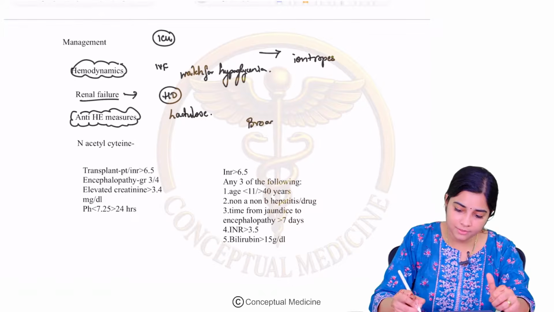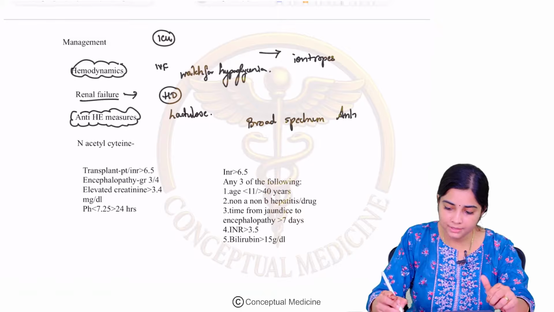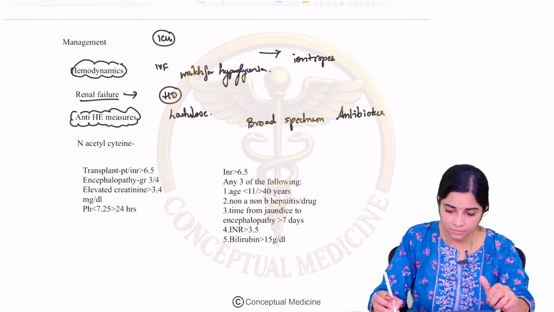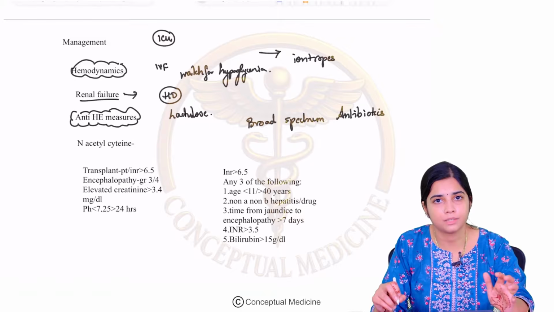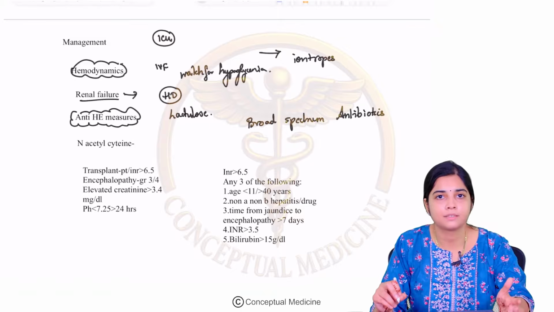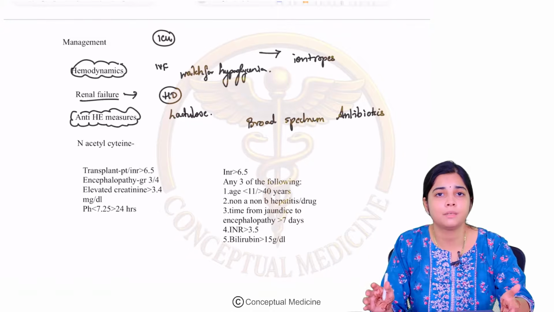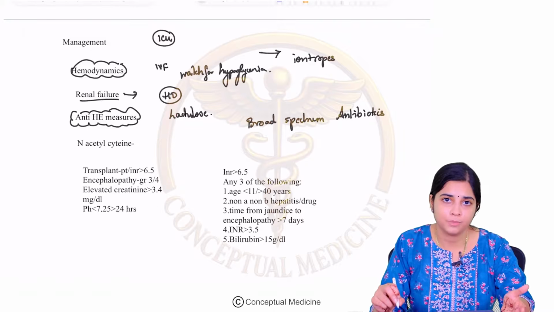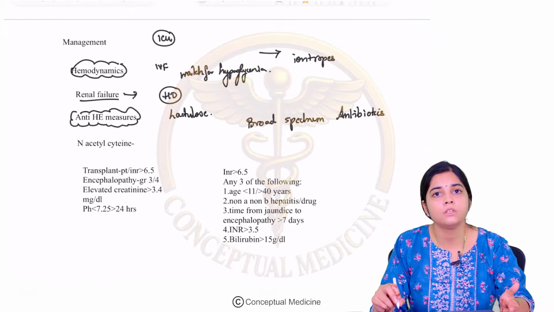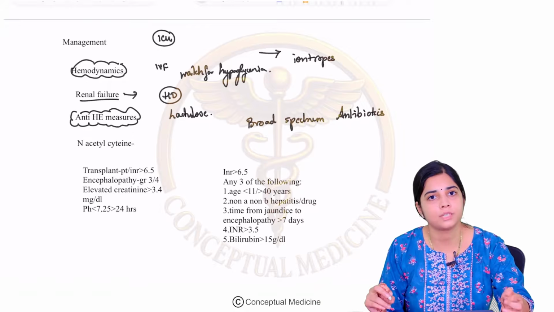Apart from that, you have to start them on broad spectrum antibiotics, because they are prone to sepsis. Apart from that, they may also have certain bleeding complications. They may have severe thrombocytopenia, elevated PT-INR, APTT. You may have to transfuse them with blood products, including your FFP, which is fresh frozen plasma, or you may also have to transfuse them platelets if they have severe bleeding and severe thrombocytopenia.